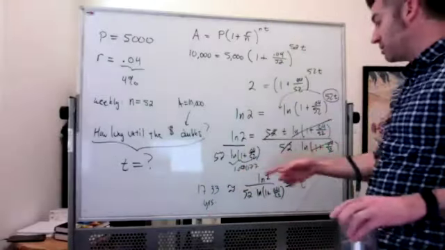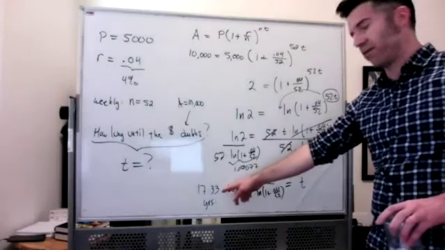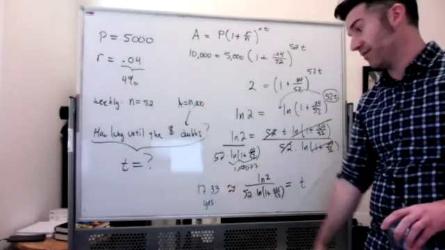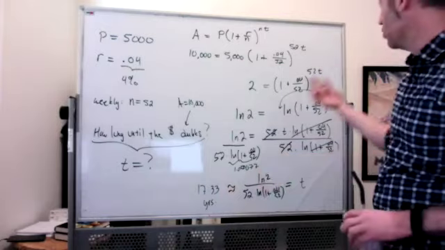So it would take about 17.3 years. So a third of a year is what, 4 months? So about 17 years and 4 months to double our money.